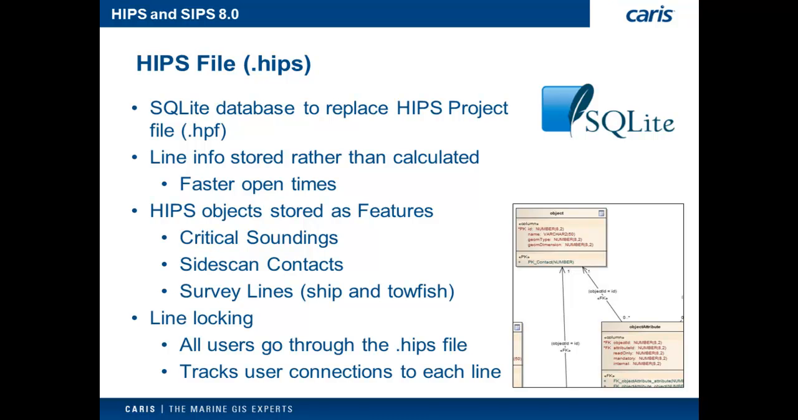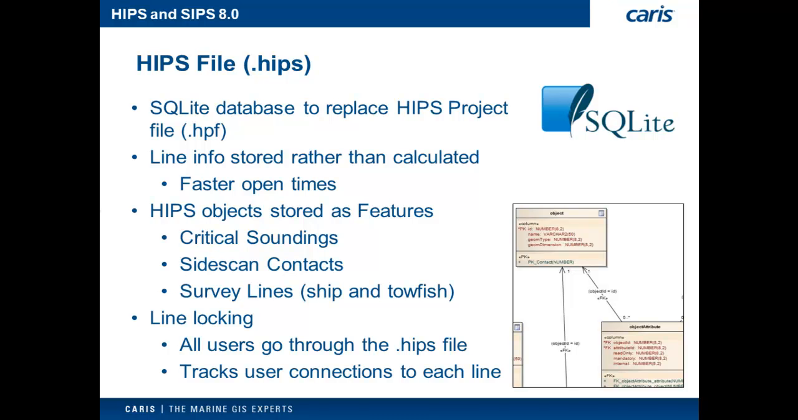If you drag in an HPF or even just open an older HIPS project, HIPS will automatically upgrade that to the new HIPS file format. So part of what makes all of this possible in HIPS and SIPS 8.0 is treating everything as features and storing those features in the database. So all of your survey lines, critical soundings, and side scan contacts are now just features inside a database with some attributes associated with them. That's actually going to open up a lot of neat things in the future too, but I'll tell you about that later.